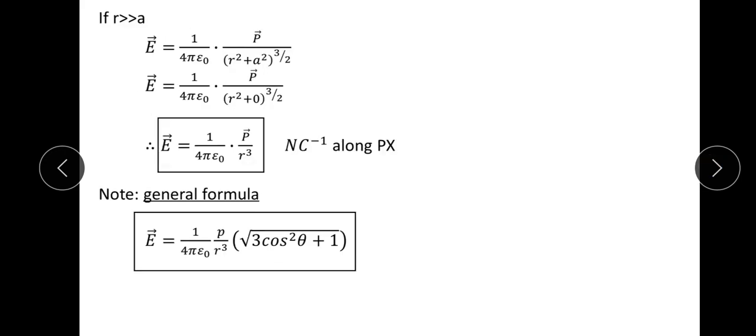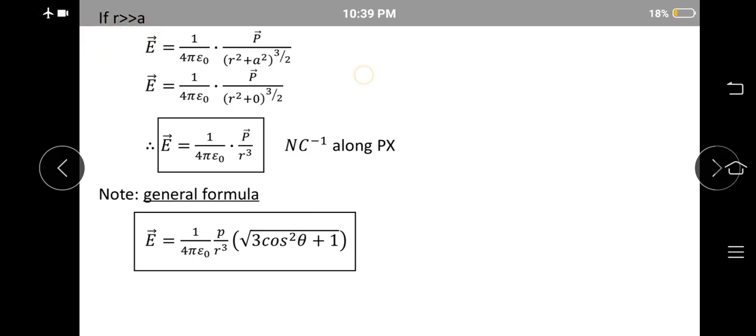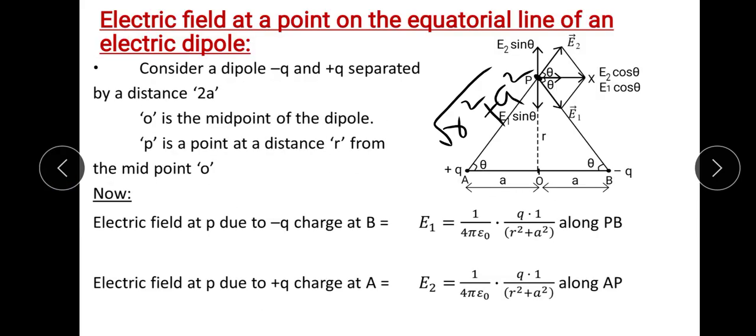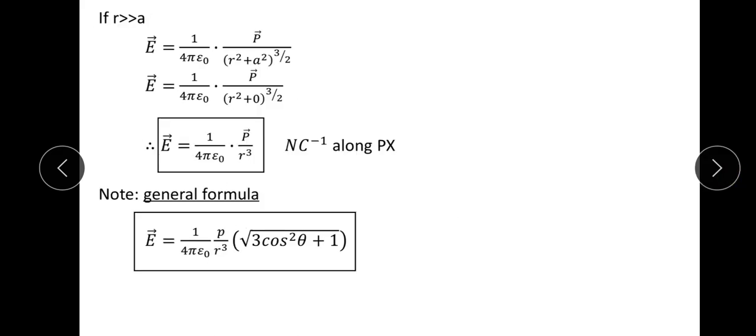Now let us consider the special case of this derivation. That is, if r is very much greater than a. Look at the diagram. In the diagram, this is a distance r, this is a distance r. If the point P is at a very large distance, then this r is very much greater than the distance a. So that is what the special case is.